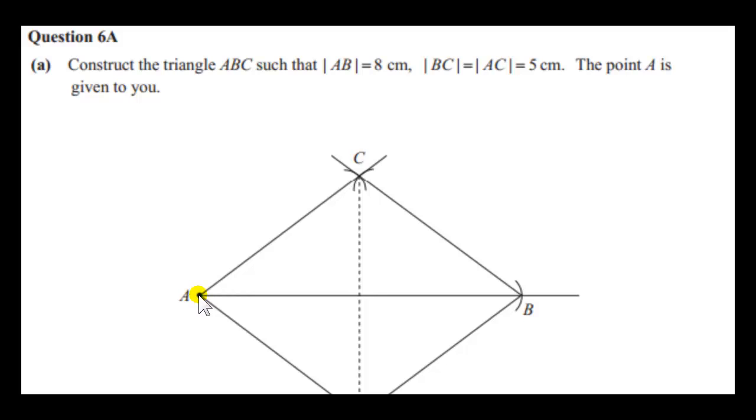So we want to pick a point B such that the distance between A and B is 8 centimeters. Okay, so we can put a compass point at A, set it to 8 centimeters, and draw an arc. So this distance is 8 centimeters.